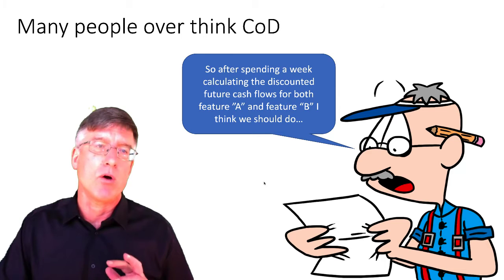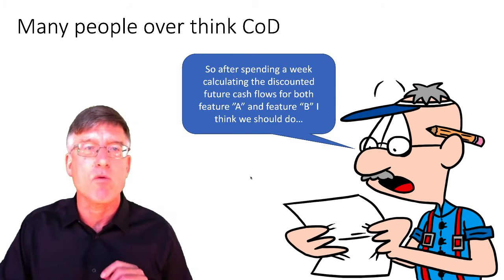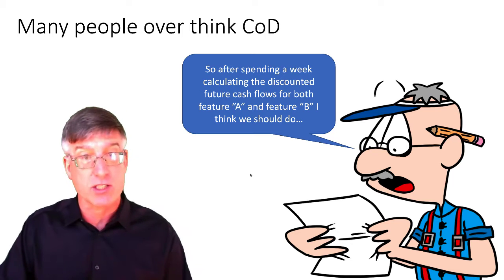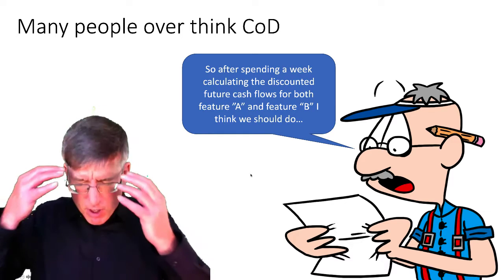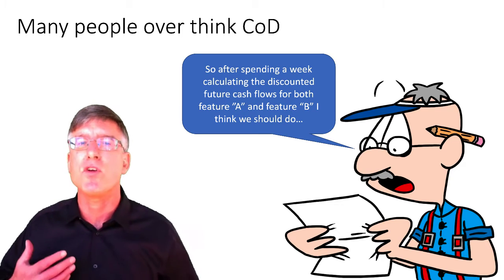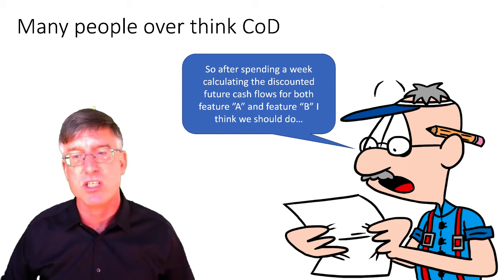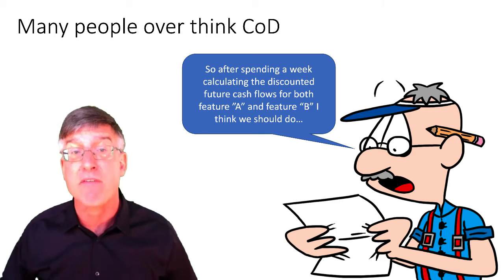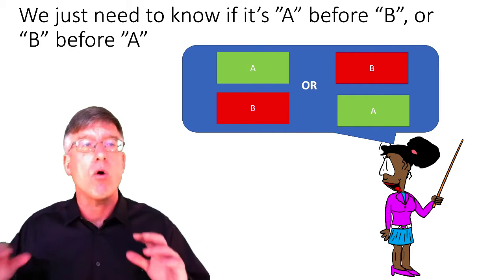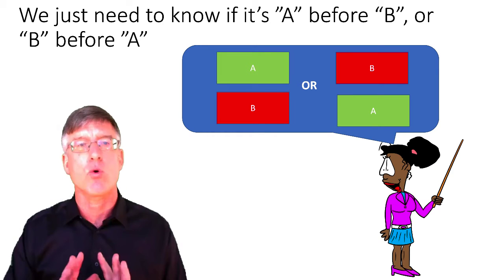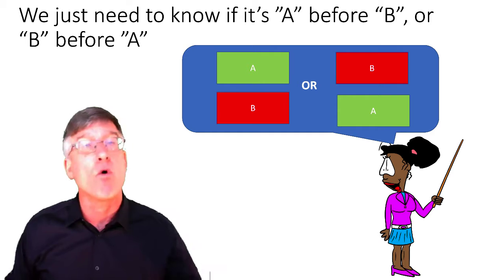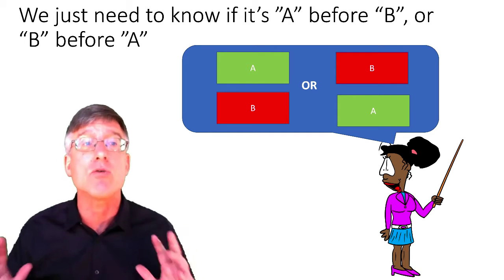So here's the thing about cost of delay and weighted shortest job first. Everybody overthinks it. People think they have to somehow reduce cost of delay down into future cash flows and comparisons. That's not what you have to do. Think about what we're using it for. We just want to answer this question: should we do A before B or B before A? That is all we need to use it for.